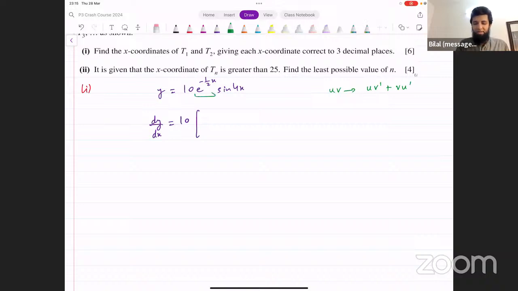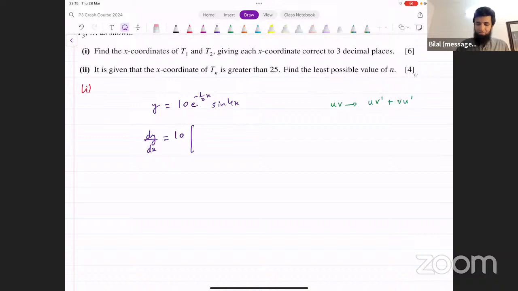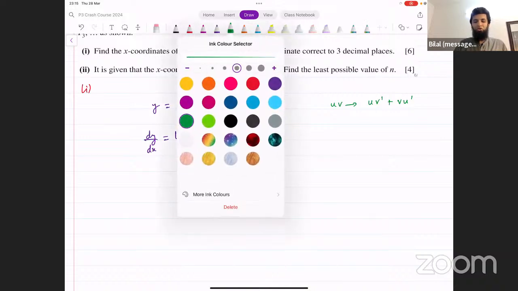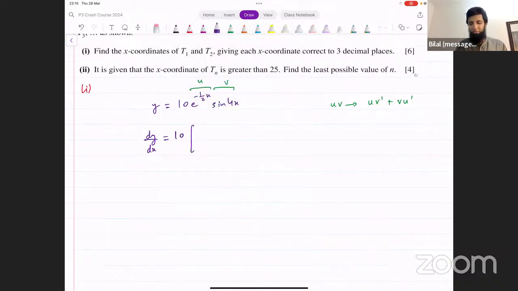Now we're considering this as u and this as v. Now actually, just write that down here to make it simpler to understand. We're calling this u and this v. Okay. So uv dash, u as it is, that means e raised to the power minus half x remains as it is, into derivative of sine of 4x. What's the derivative of sine? Derivative of sine is cos, so it becomes cos 4x.